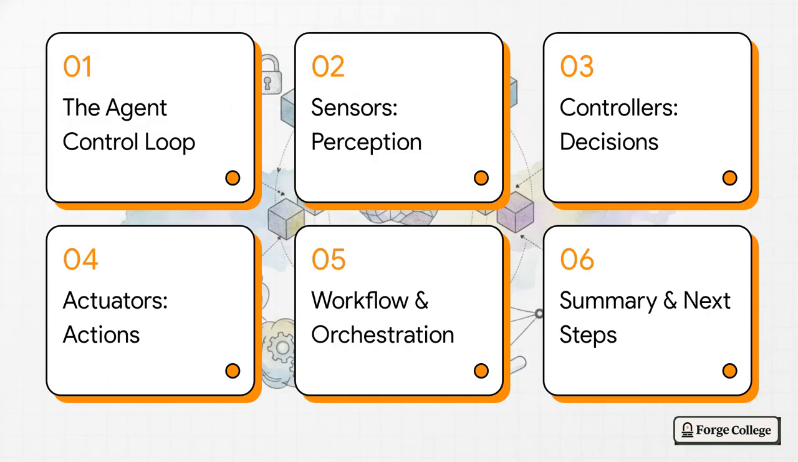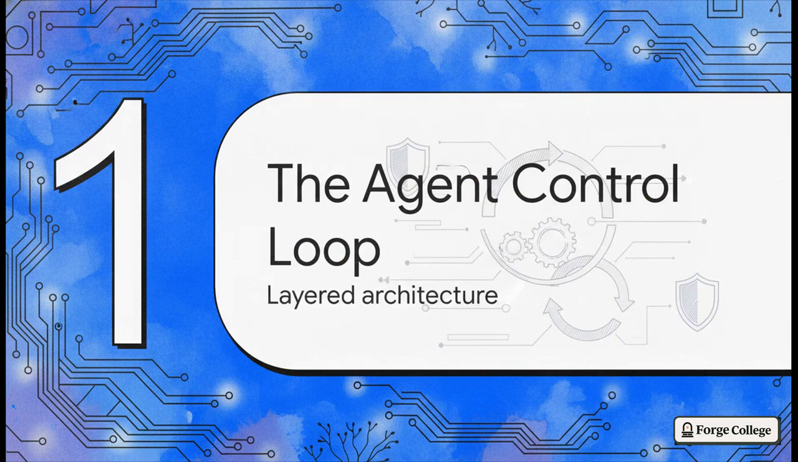Here's our agenda for today's explainer. We'll start with the agent control loop, look at sensors for perceiving the chain, controllers for making decisions, and actuators for executing actions. Then we'll wrap up with workflow and orchestration, followed by a quick summary and next steps. All right, let's kick things off with Section 1, the agent control loop.